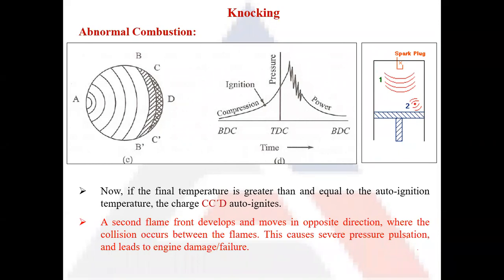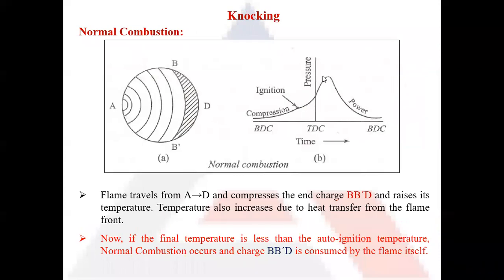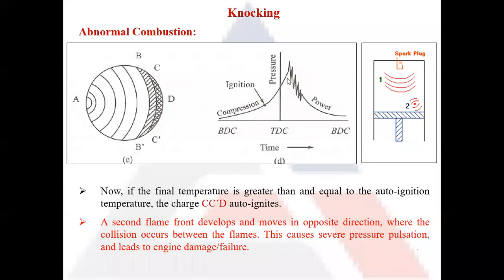When these multiple flame fronts collide with each other, they produce a lot of metallic sound, and a lot of vibrations are produced. You can see that in the previous graph, the curve was smooth. Now in this graph, there is fluctuation. This fluctuation is knocking.